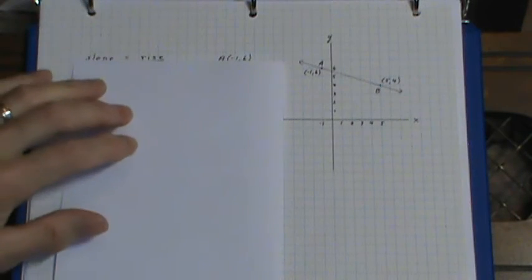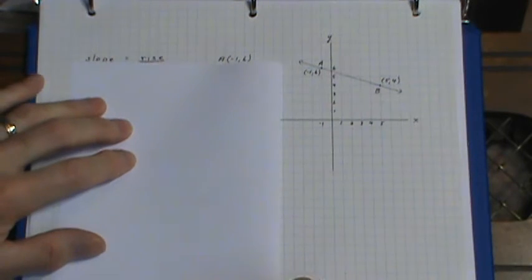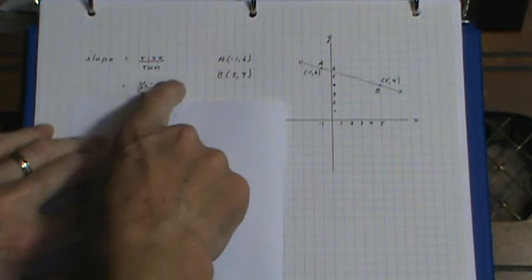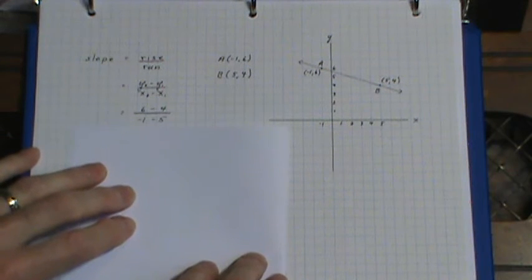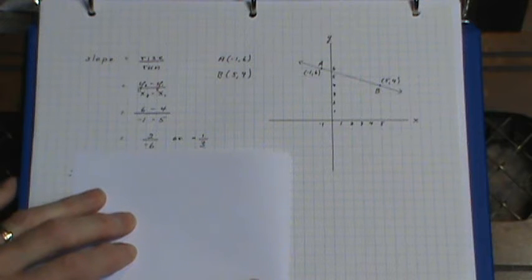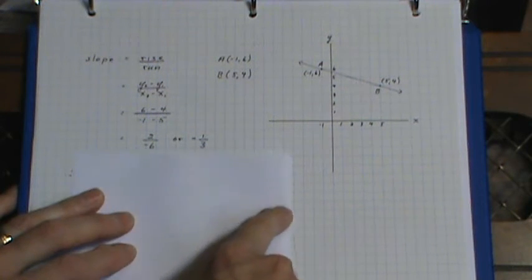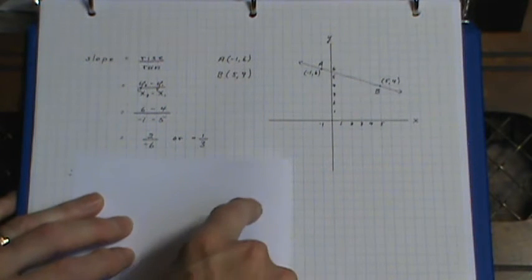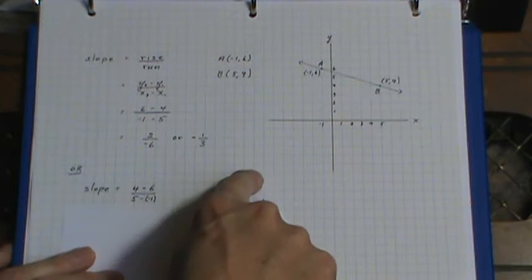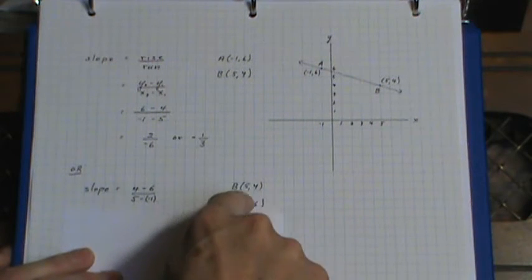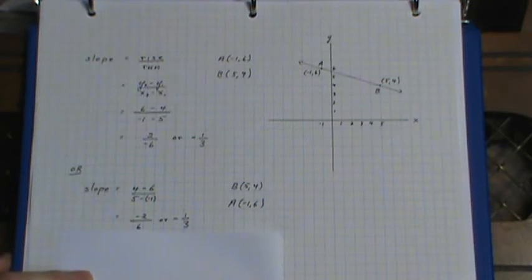Here's a line which falls as you go from left to right, and you notice this time when I do rise over run, or the change in y over the change in x, it results in a negative value. I get 2 over negative 6, which can be reduced to negative 1/3. Once again, if I had written the B on top, I find it very useful to write them lined up like that, because then the y's line up and the x's line up. This time I ended up with a negative 2 on top, but again you see I get a negative 1/3.